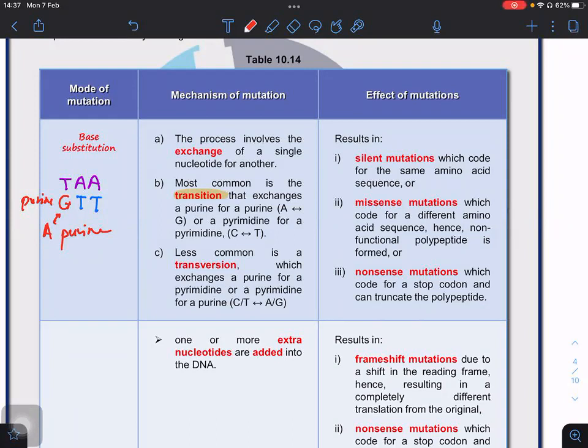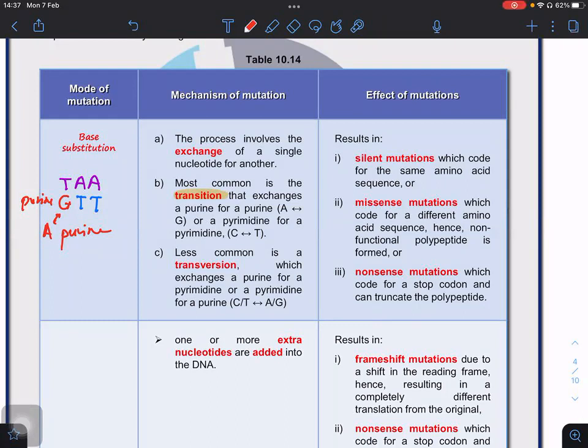So even though DNA mutation takes place, it doesn't change the type of amino acid. You check the DNA, yes, mutation took place, but check the protein, nothing wrong. So this kind of mutation is termed a silent mutation, which codes for the same amino acid sequence. Then we have these two, called missense and nonsense.